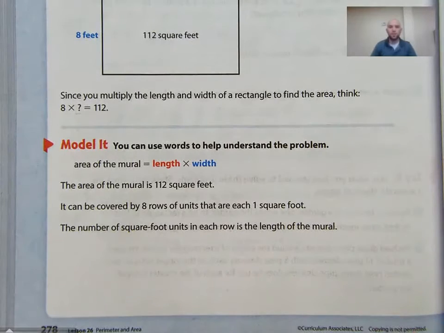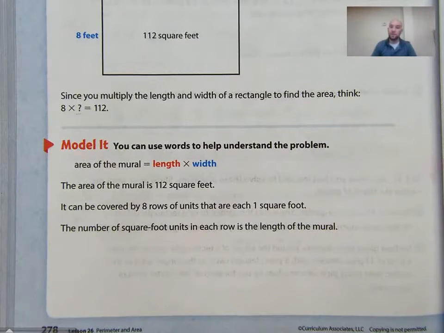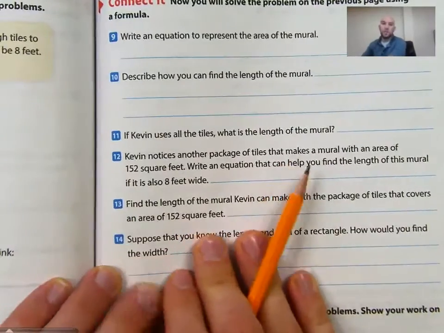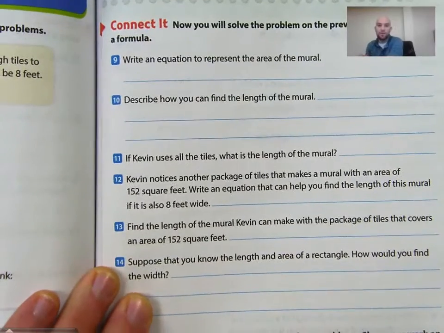It says you can use words to help understand the problem. The area of the mural is length times width. The area of the mural is 112 square feet. It can be covered by 8 rows of units that are each 1 square foot. The number of square foot units in each row is the length of the mural. Write an equation to represent the area of the mural.